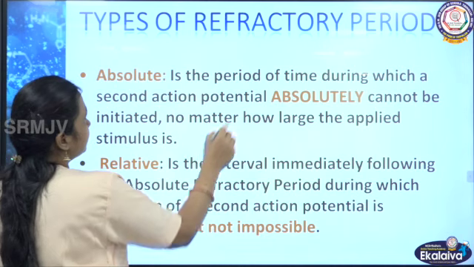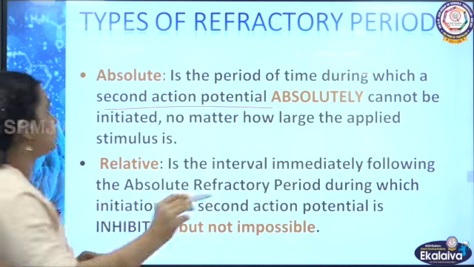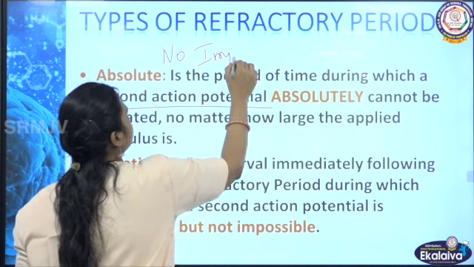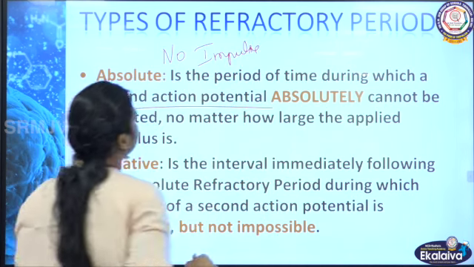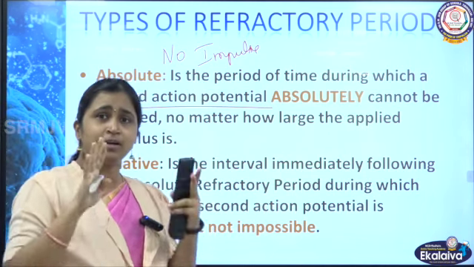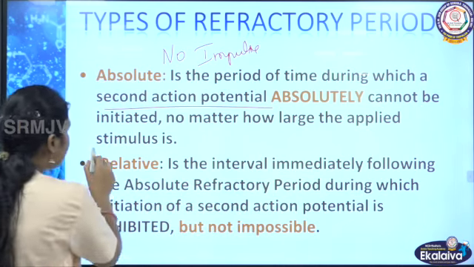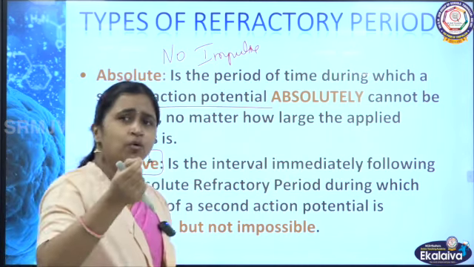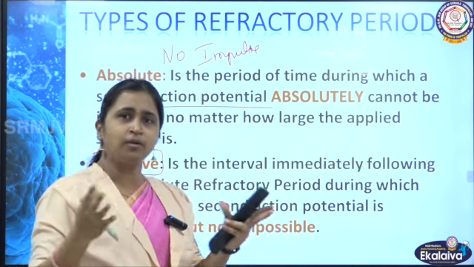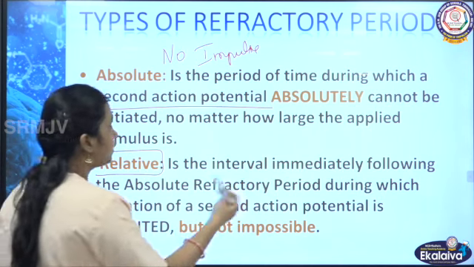So what is absolute? It is a period of time during which a second action potential absolutely cannot take place. So there is no impulse propagation. No matter how large the stimulus, if you produce a threshold stimulus or more than that, at that time it won't happen. No action potential, no stimulus propagation. But in relative what happened? A small amount of millivoltage, below the threshold, even if you apply that, it will keep on adding together, and then at that time it may produce the impulse propagation.